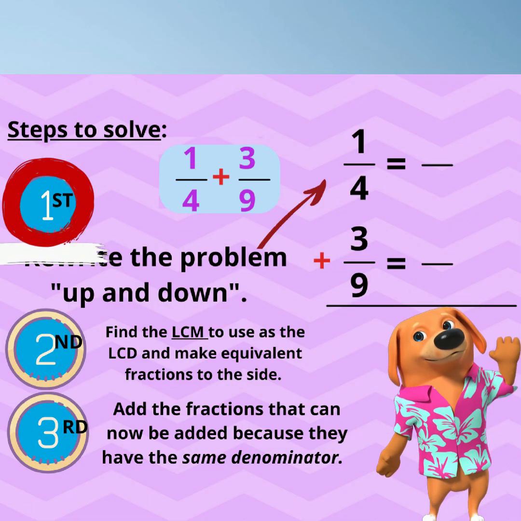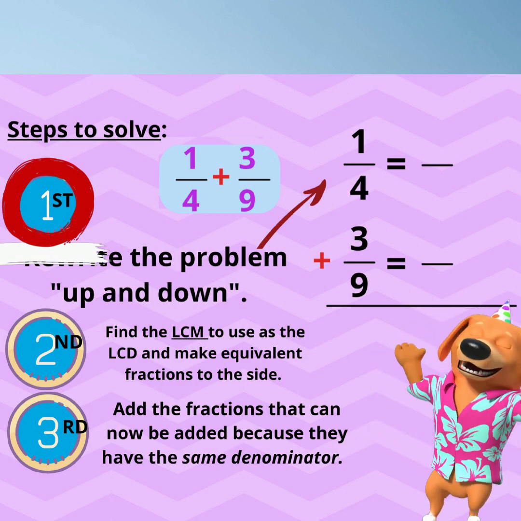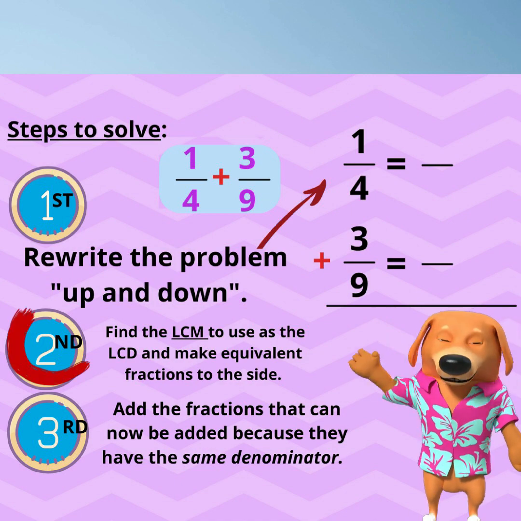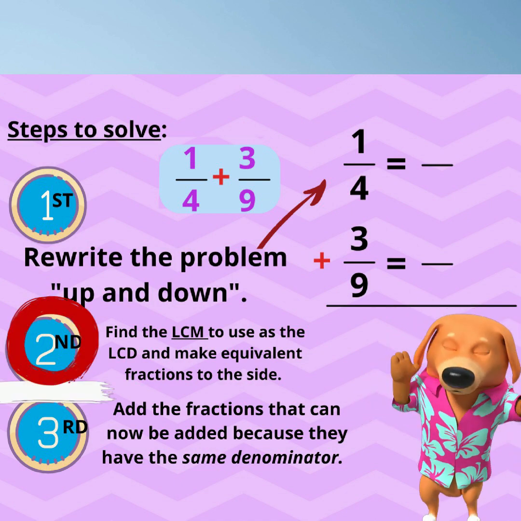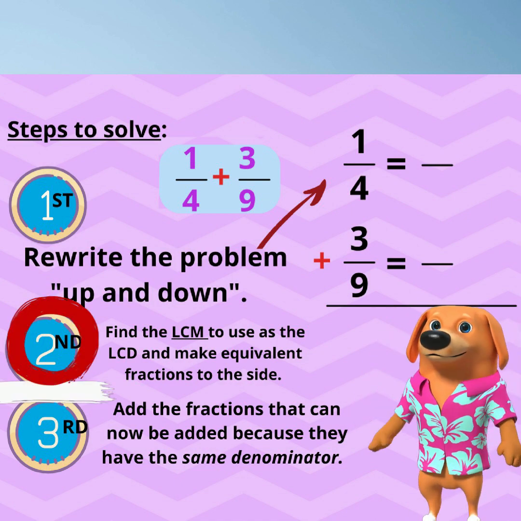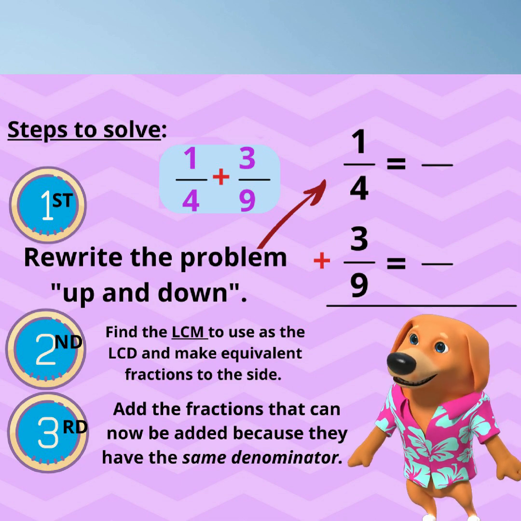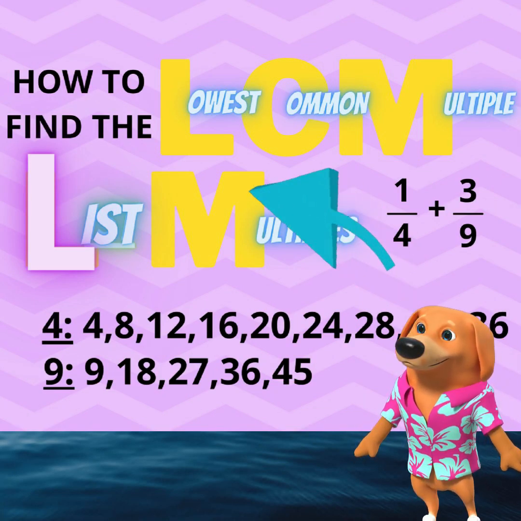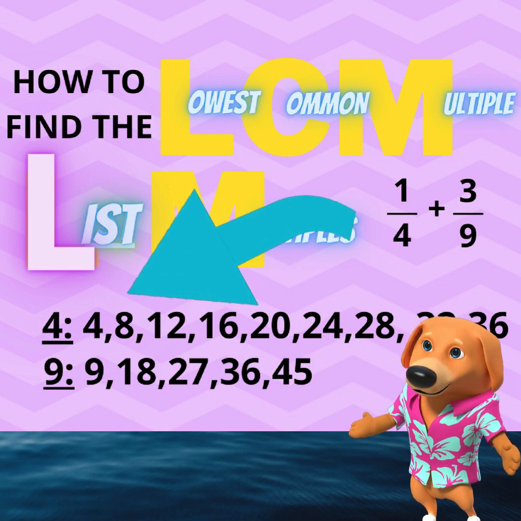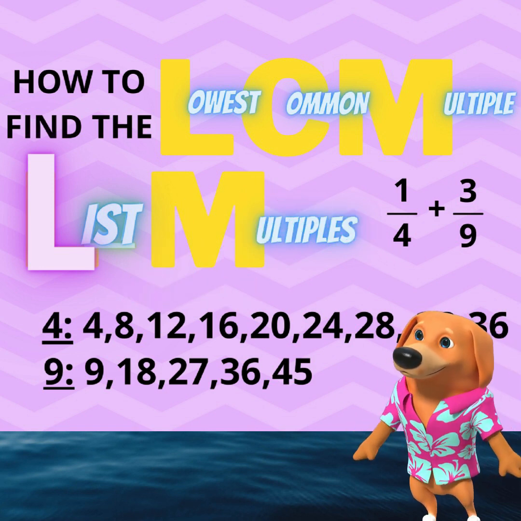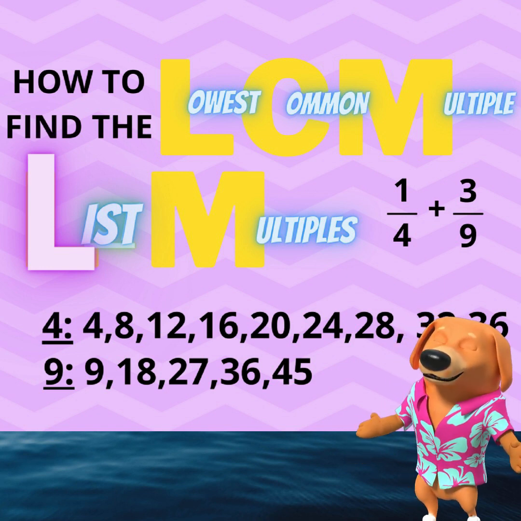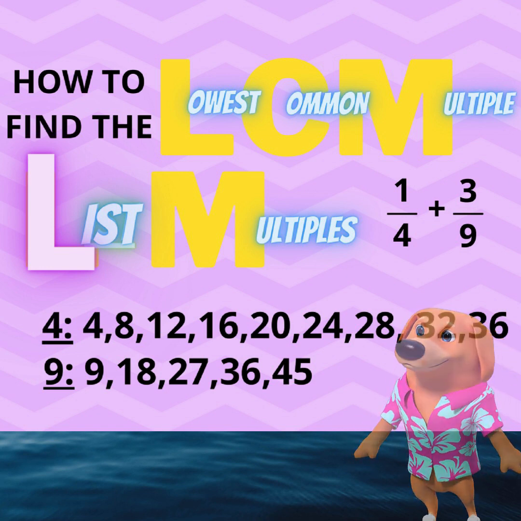Let's try another one. The very first step is to rewrite the problem up and down. Next, we need to find the LCM. That is the least multiple they have in common. Remember, that means you list out at least 5 multiples of the denominators. In this case, we had to list out more to find the lowest they share. They share the multiple 36.